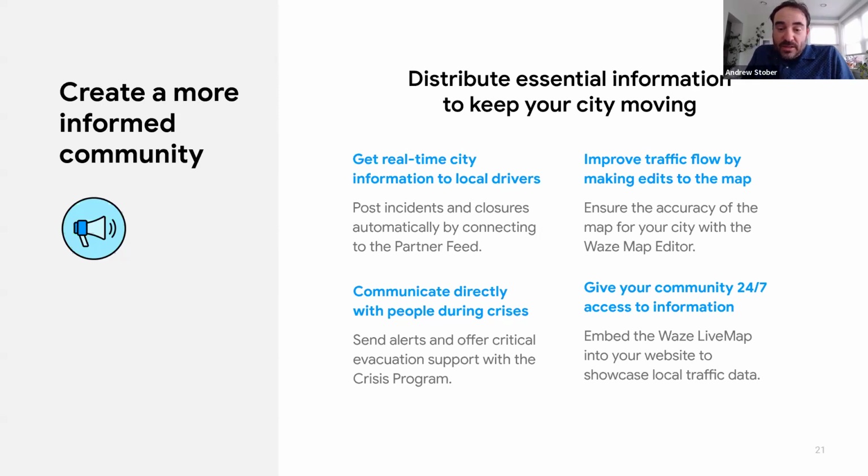We allow you to send alerts and offer evacuation support with our crisis program during periods of crisis and make sure that road closures are up to date during those times. And then also you can share the Waze map, and many of our partners do this on your local website, and share information about what's happening on your roads without having to maintain that information yourselves. Next slide.